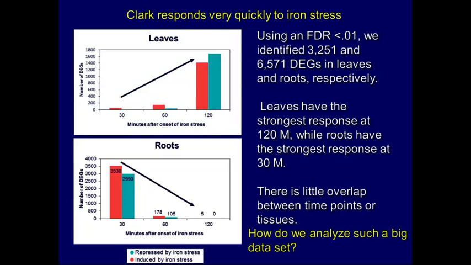What really surprised us is how fast Clark responds to iron stress. We identified over 3,000 differentially expressed genes in the leaves and over 6,000 differentially expressed genes in the roots. What was interesting to us was that the roots respond right away within 30 minutes, and then the gene expression drops off. The leaves respond slowly, and they hit their maximum expression at about 120 minutes. So this is a really fast response. And with over 10,000 differentially expressed genes, how do you start to make sense of the data, and how do you analyze such a big data set?